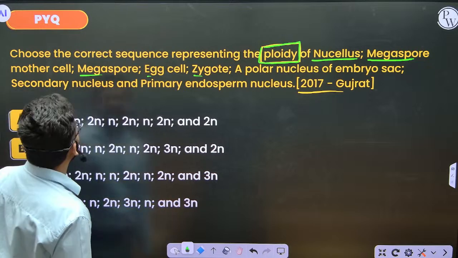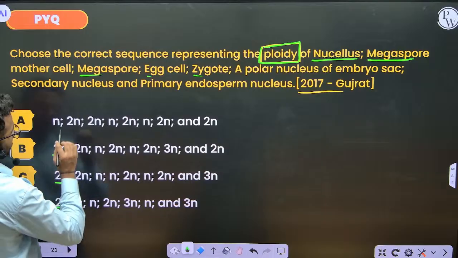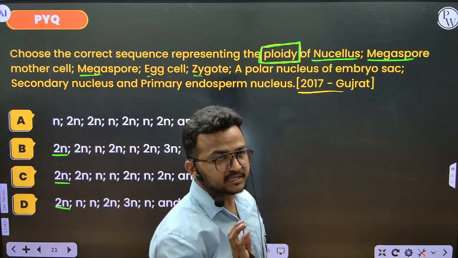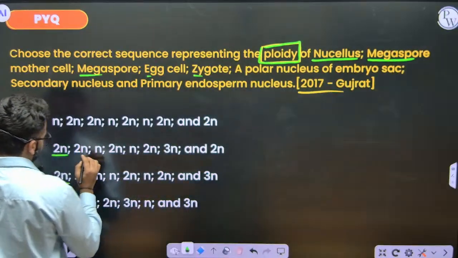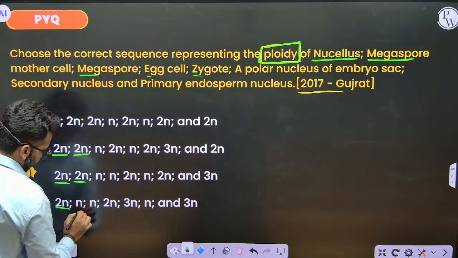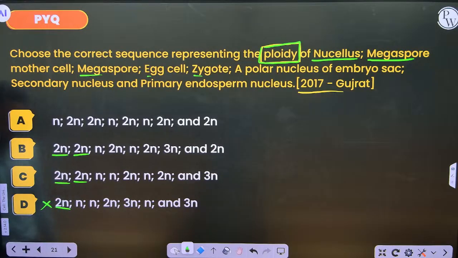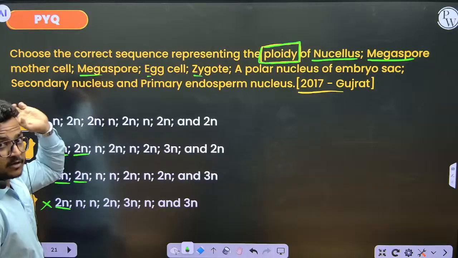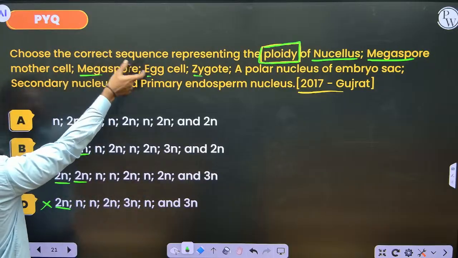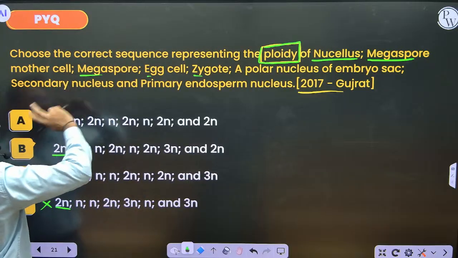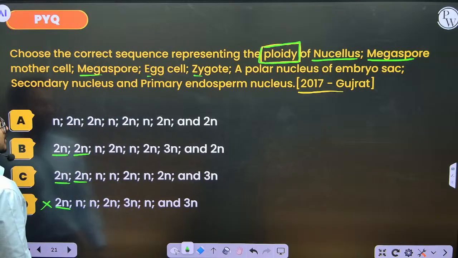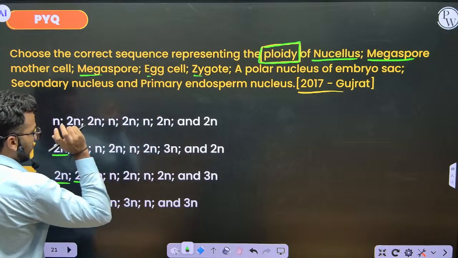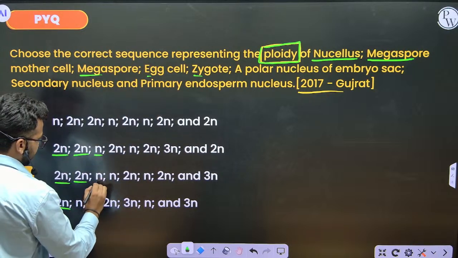The next, megaspore mother cell. Mother means it is in a diploid condition there. Megaspore mother cell is diploid, so it is not the answer, we'll eliminate this now. Next is megaspore. After meiosis, the megaspore mother cell forms megaspore, so it will be in a haploid condition. So in both the cases it is haploid.